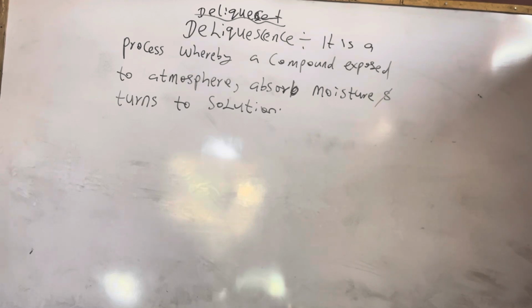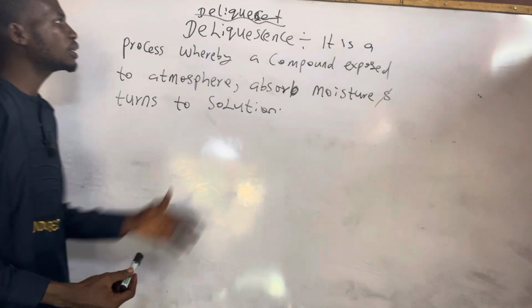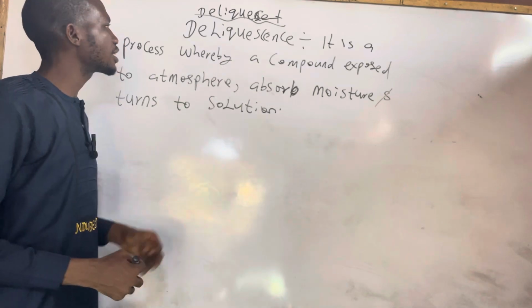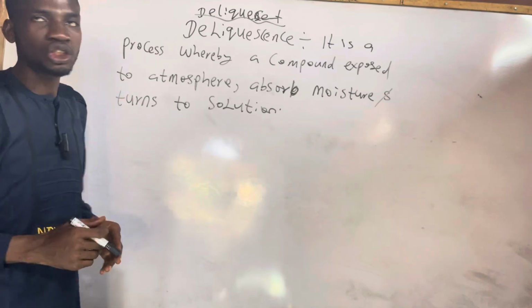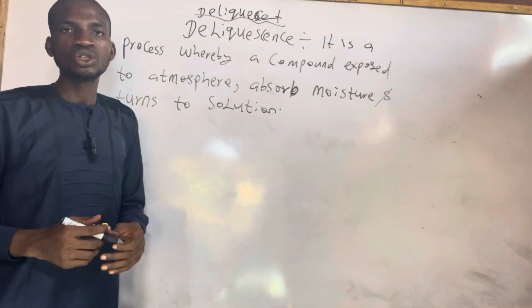So, JAMB will ask you this question: the process whereby a substance absorbs moisture and turns into solution is called what? JAMB question going on live on my YouTube channel. Deliquescence is a process whereby a compound exposed to atmosphere absorbs moisture and turns to solution.